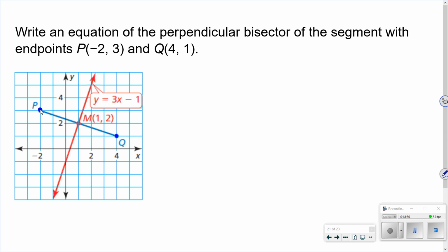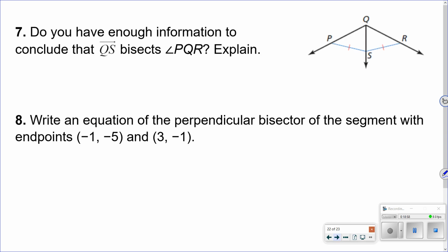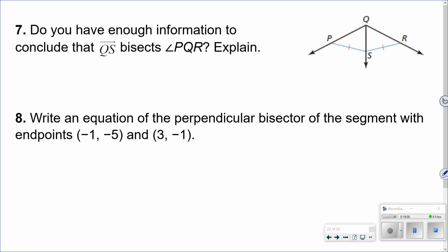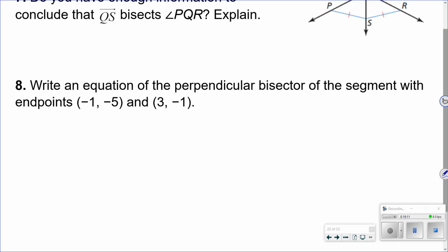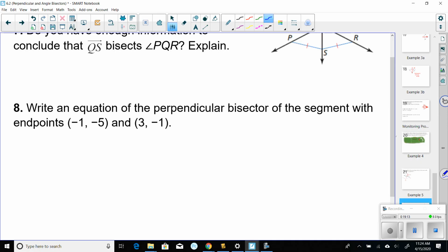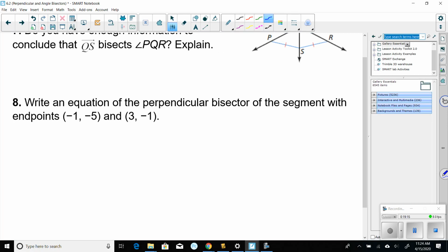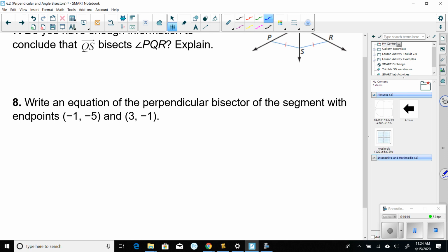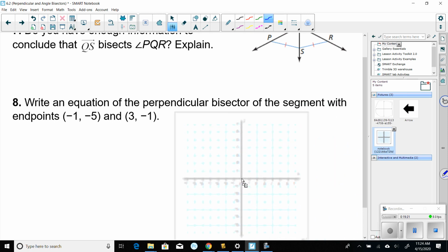So I have a second problem here. Let's do this one instead. So let's do number 8 right here. It says write an equation of the perpendicular bisector of the segment with those endpoints. So let me go through this process with you so you can see how this works. Let me just grab a graph. I would suggest on all these, draw a graph. It will make it easier. You could do it without it, but it's just easier if you have the graph there in front of you.